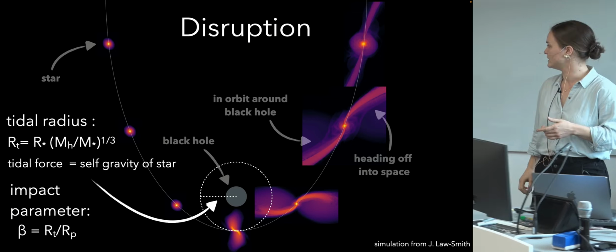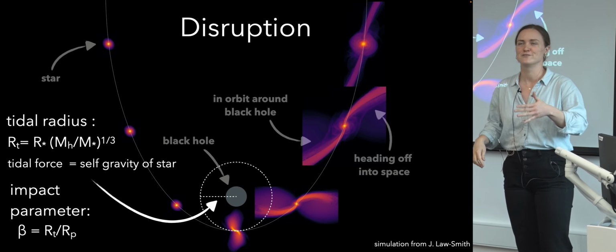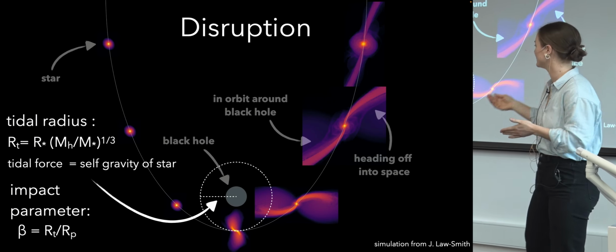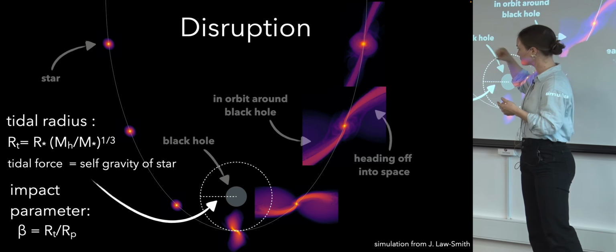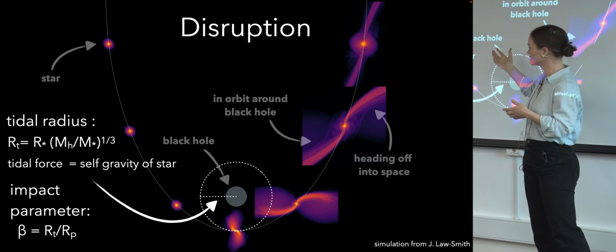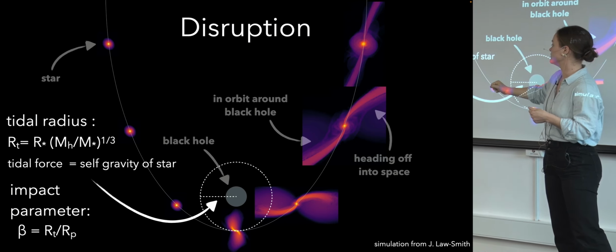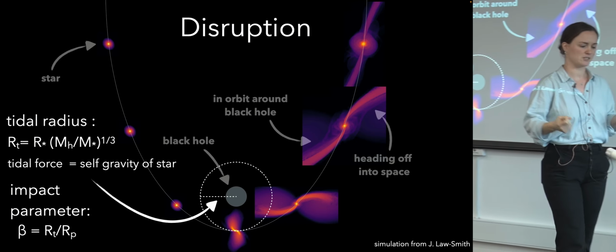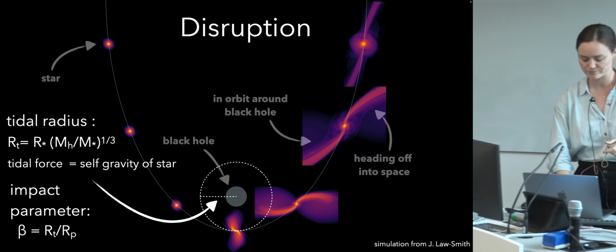And then we also define an impact parameter, beta, which is annoyingly the opposite of the way impact parameters are often described. So it's the tidal radius as defined up here, which is, again, like a Hill's radius, dependent on the masses and the radius of the star, divided by the pericenter radius. So as you go closer to the black hole, you actually have a higher impact parameter.